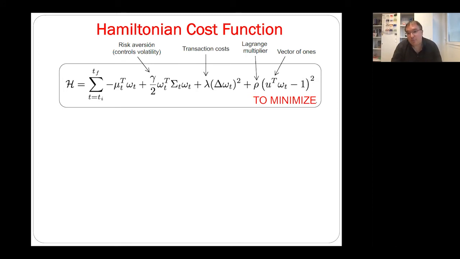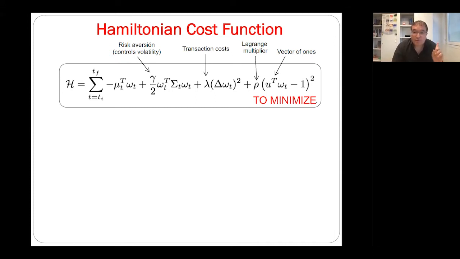Now, these Lagrange multipliers are also going to be hyperparameters of my optimization problem, and in the end, I will have to fine-tune them, and also optimize over them. But that's something that we can also do in principle. So this is my cost function, and importantly, we want to minimize it.